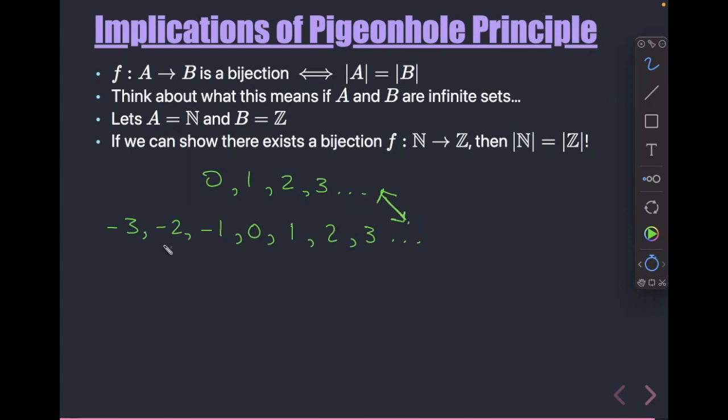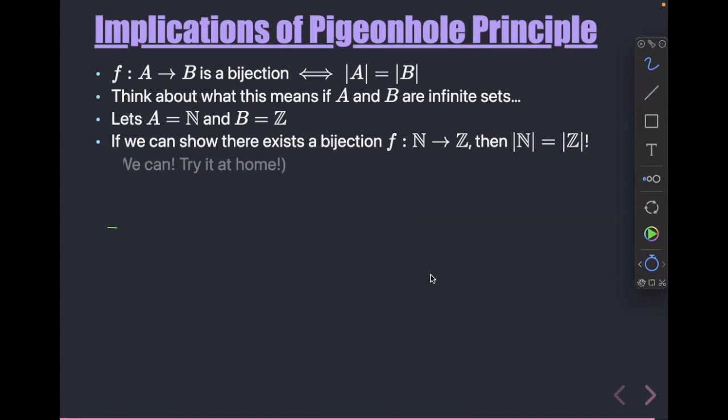And so you might have heard about this before, where you have infinities of different sizes or infinities of the same size. That is what this comes from: these are infinite sets, but they're the same size. And so you can try this at home: come up with a function that's a bijection that maps from the set of natural numbers to the set of integers.